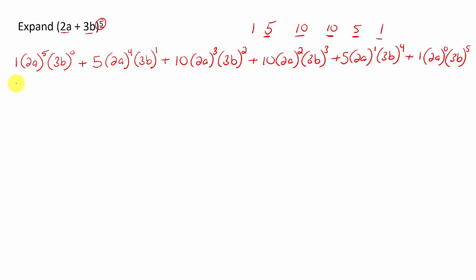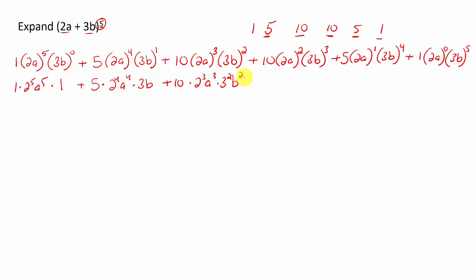So now I just got to be careful simplifying this because since this is in parentheses, this is 2a to the 5th, both of them get the 5th power. Again, anything to the 0 power is 1. Here I'm going to have 5 times. Both of these get the 4th power, so 2 to the 4th, a to the 4th, and then this is just a power of 1, so 3b. 2 to the 3rd, and a to the 3rd. 3 to the 2nd, and b to the 2nd.